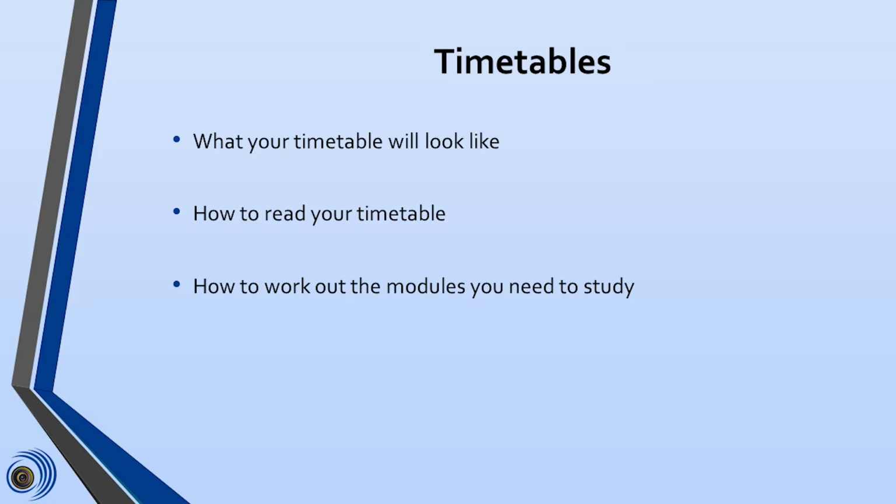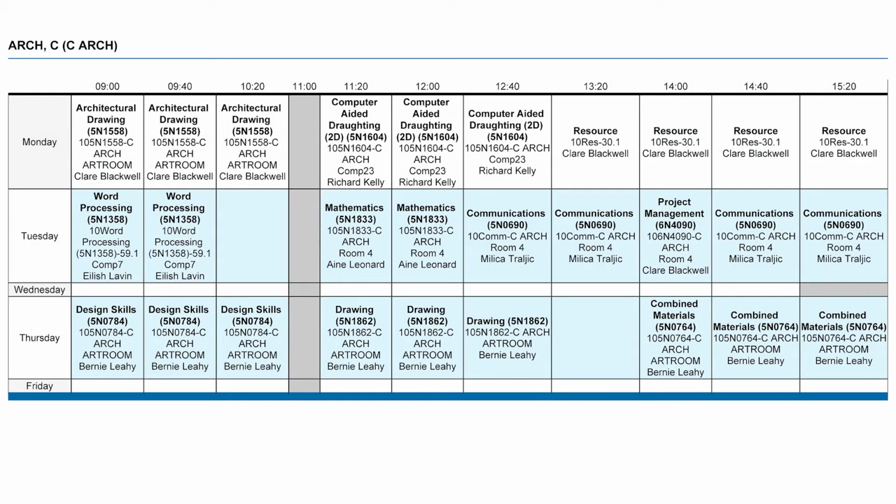Okay, in this section, we're going to have a look at your timetables, which you have received already. So we'll just go through again what your timetable looks like, how to read your timetable properly, and most importantly, what modules you will need to study to gain your full award. So here's an example of a timetable. This is just to give you an idea of what it looks like. The timetable you're seeing here is for the program Architecture.